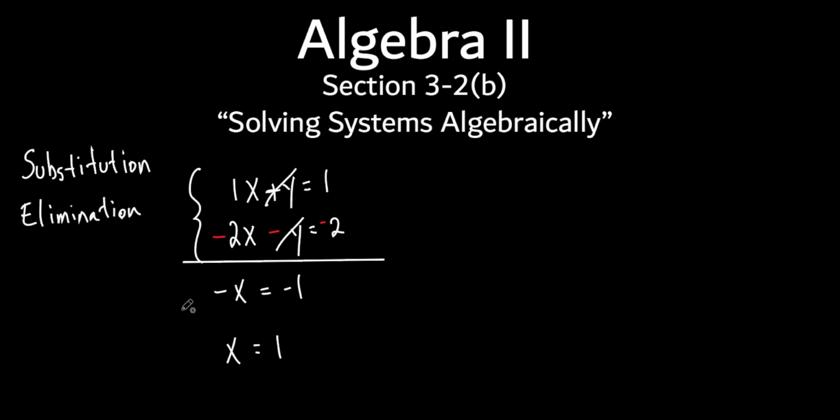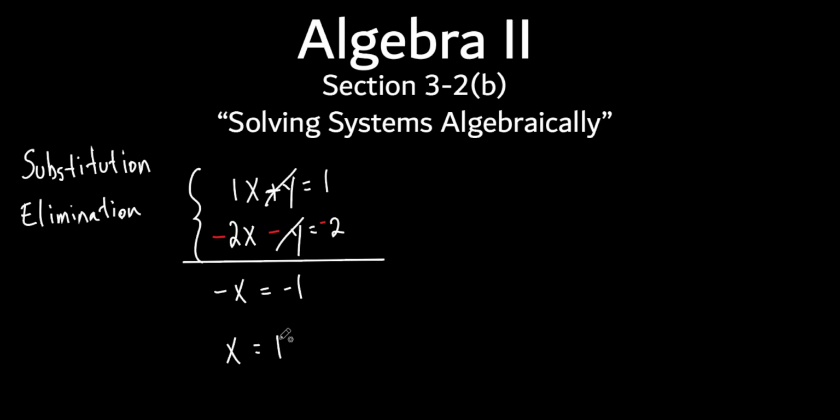Are we done? Do we circle that? Do we go on to the next problem? No. We've got to solve for the y as well, and we also need to write our answer. I harped on this a lot yesterday. How do we write our answer? As an ordered pair. So I'm not going to circle this just yet. All right, let's solve for y.